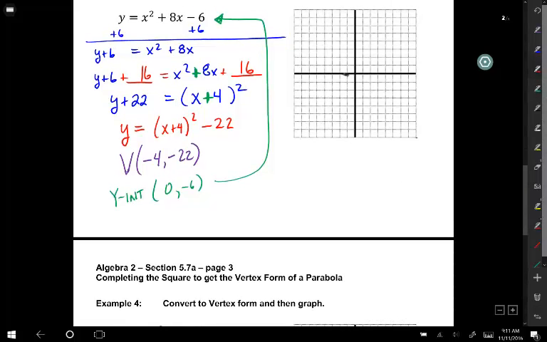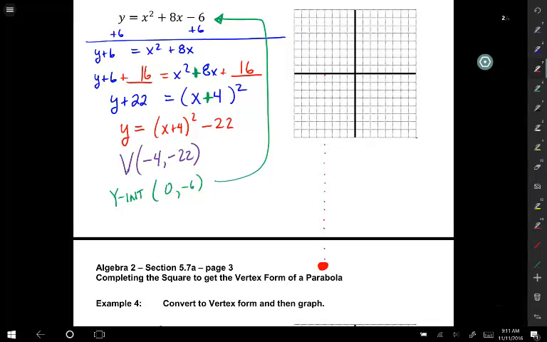So negative 4, 2, 3, 4. 1, 2, 3, 4, 5, 6, 7, 8, 9, 10, 11, 12, 13, 14, 15, 16, 17, 18, 19, 20, 21, 22. And I'm doing this intentionally, and my goal is to show you a bigger, zoomed out picture of what a parabola could and might be.